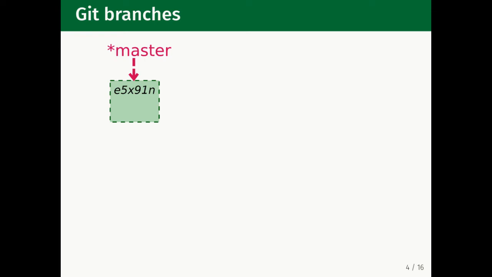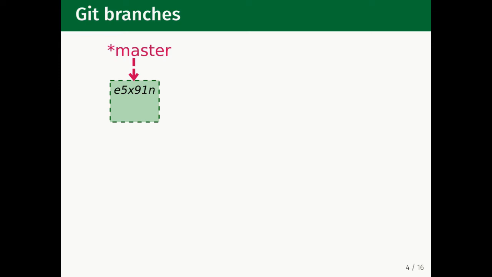Let's say our project has just one commit, this green box E5X91N. Git creates a branch to keep track of where you are. It does this automatically when you start a new Git project, and by default it picks the name master for this first branch. What is this master branch? It is just a pointer, an arrow, to a particular commit. In our case, we only have one commit, and that is what master points to. This is really the key idea behind a branch. It's just a pointer to a particular commit.